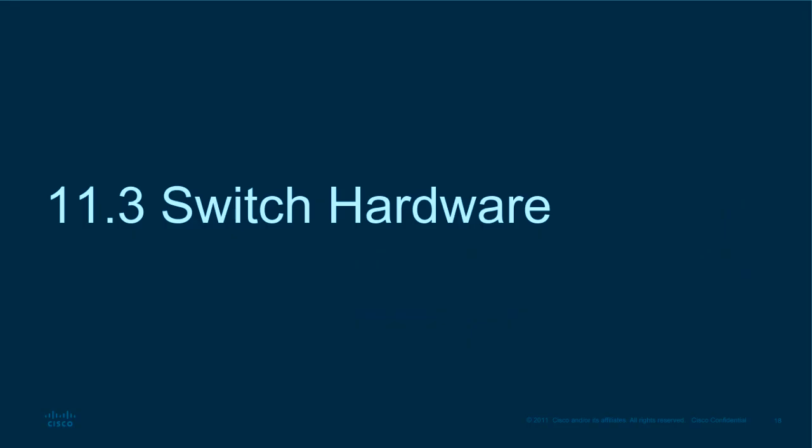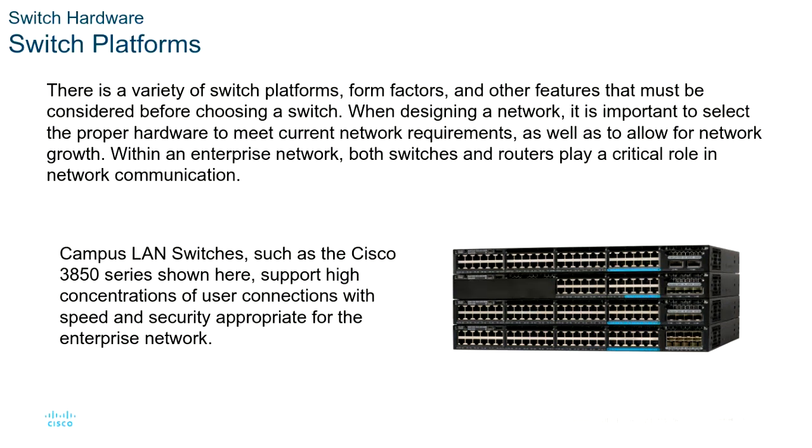Okay, now let's look at some switch hardware. The Cisco 3850 series switches are shown here. These are kind of like our old 2900 series switches, except they're a newer technology. They use a more modern IOS operating system, and they generally support higher speeds. So these could be access layer switches. Here we've got some 48-port switches and some 24-port switches shown in the diagram.